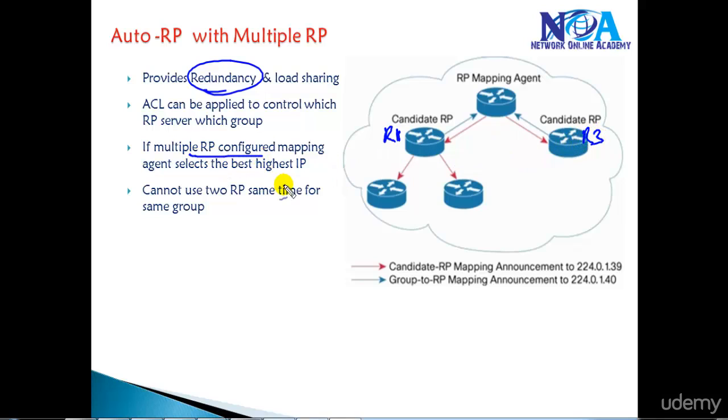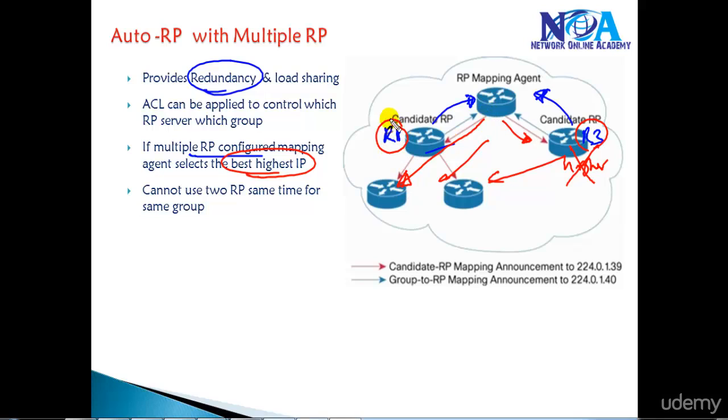Now if you configure multiple RPs, they will advertise themselves as an RP, and the mapping agent is going to learn the information about the RP from multiple routers. It's going to select one as the RP based on the highest IP address. Let's say in my scenario the IP address of router 3 is higher, so it's going to decide that router 3 will be the RP, and it's going to propagate to the rest of the domain that router 3 is the RP. In case this RP goes down for some reason, the mapping agent is going to propagate the information about the other router as the RP.